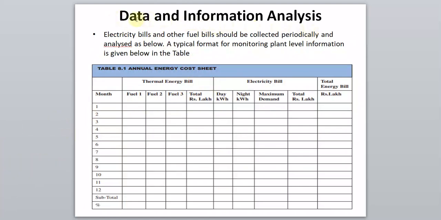So in this case we are going to find out the data. Data in the sense of the consumption of energy and the annual cost of the energy. There is a sheet you can see, table 8.1, if you are able to see this. It indicates the annual energy cost sheet. Here you are going to discriminate between the different energies like thermal and electricity.